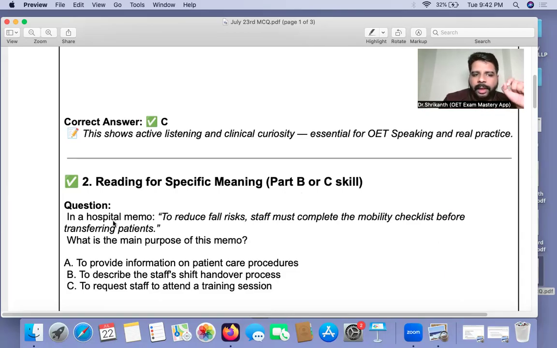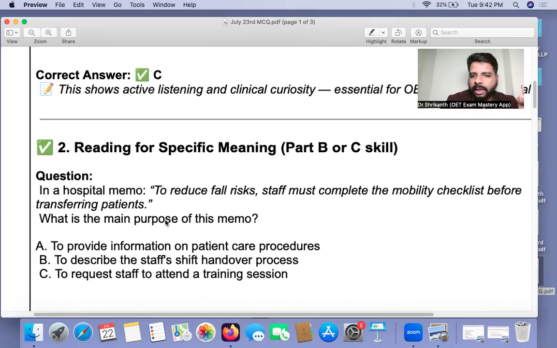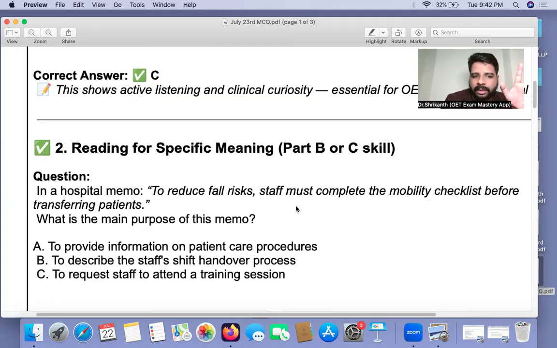So the question is, in a hospital memo, to reduce fall risks, staff must complete the mobility checklist before transferring patients. Okay, so this is the statement over here. To reduce fall risk, staff must complete mobility checklist before transferring patients. Now, what is the main purpose of this memo? What is the main purpose? The skill is very important for reading part B.